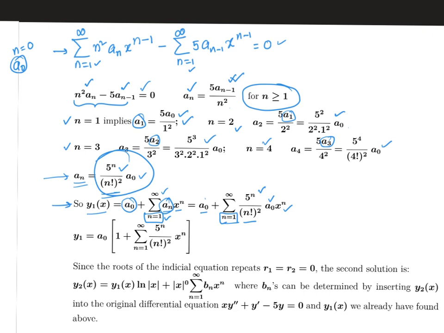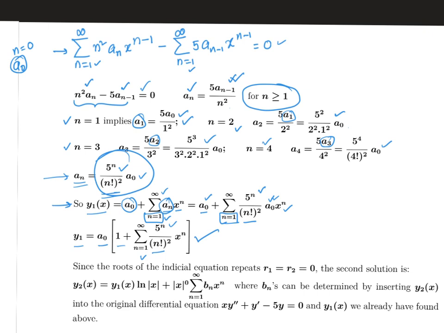If I factor out the a sub 0 from both of these terms, I'm going to have y1 equal to a sub 0 times 1 plus summation n equal to 1 to infinity 5 to the power n over n factorial squared times x to the power n. And that is your first solution. Okay? That is the first solution.